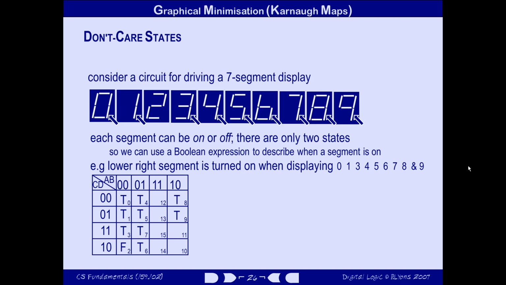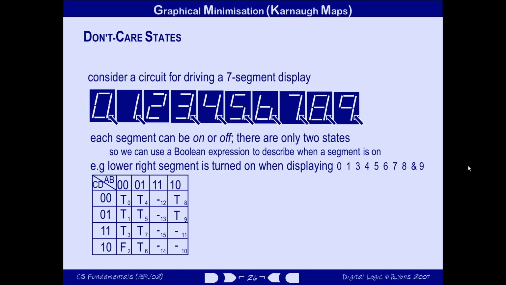If that happens, something serious has gone wrong with the circuit that's driving the display, and it isn't the driver's responsibility to deal with it. If it really matters, something else should handle it, and if it doesn't really matter, well, then it doesn't really matter. So let's make those locations in the table show up as don't care states. If the circuit ever finds itself in that situation, we don't care what it does.